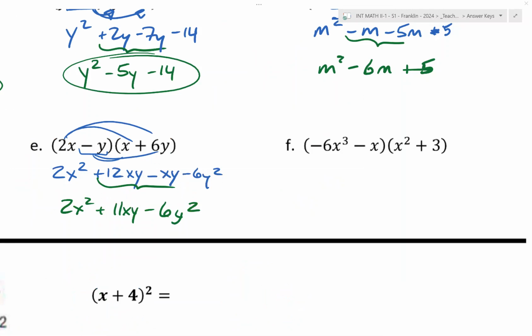Okay, example F. We have negative 6x cubed times x squared. Again, just remember the rules for multiplying monomials. Negative 6 times 1 is negative 6, and then add the exponents. 3 plus 2, that's x to the 5th. Negative 6x cubed times 3 is negative 18x cubed.